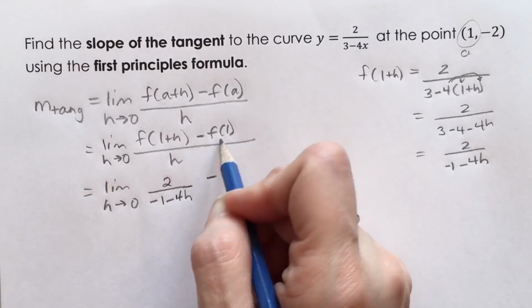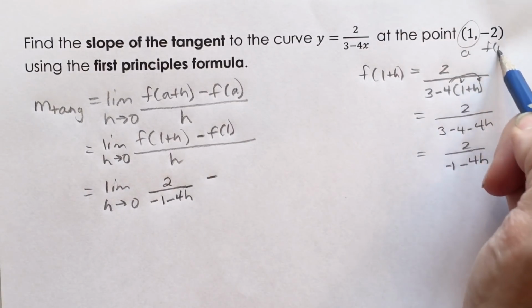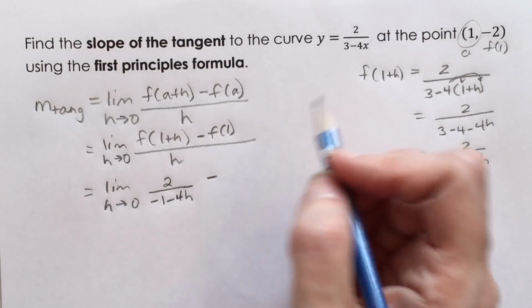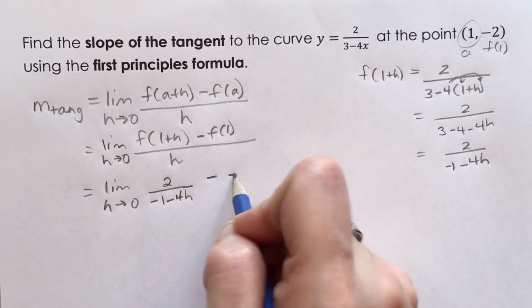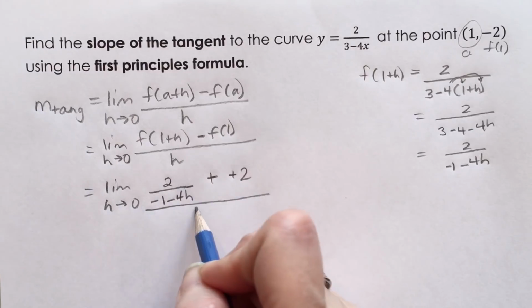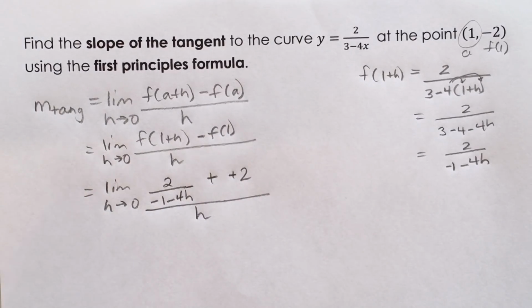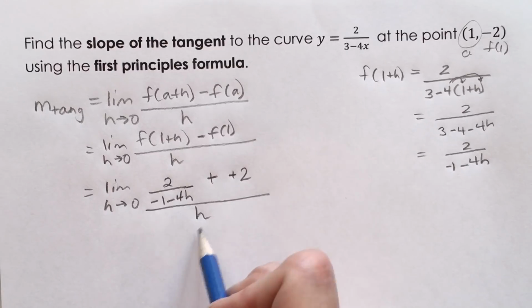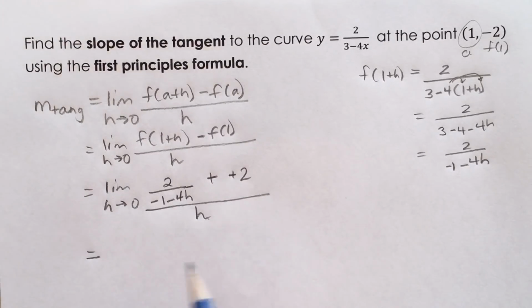And then we're subtracting f at 1. So this is f at 1, negative 2 up here. So minus negative 2, but we would want to change that to plus 2. Over, don't forget that over h there. That's why we can't let h approach 0 right now, because of our problematic h in the denominator.